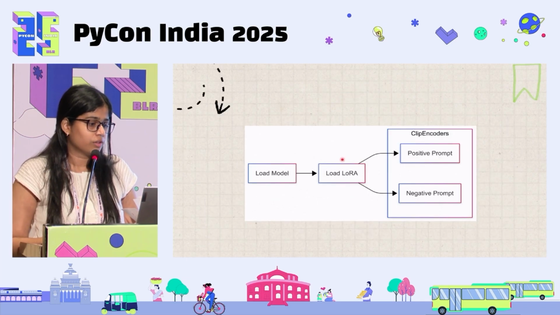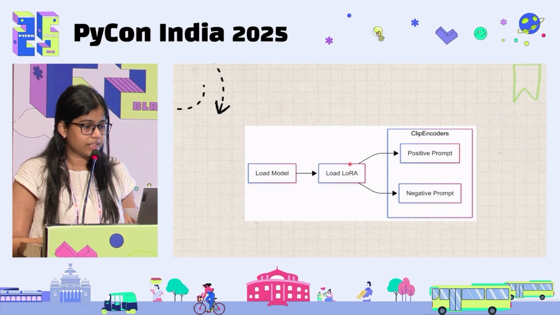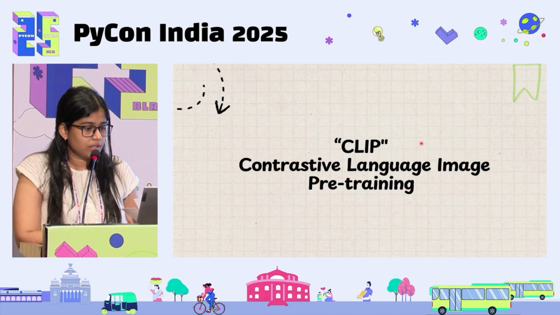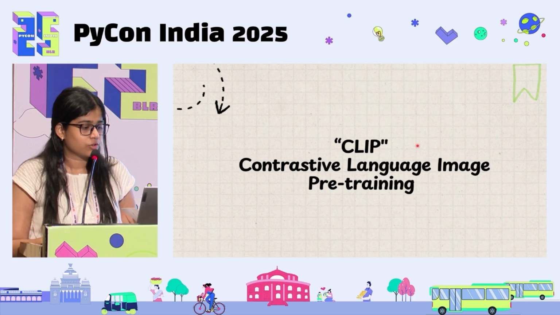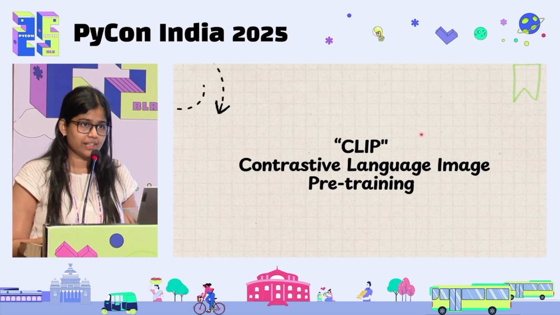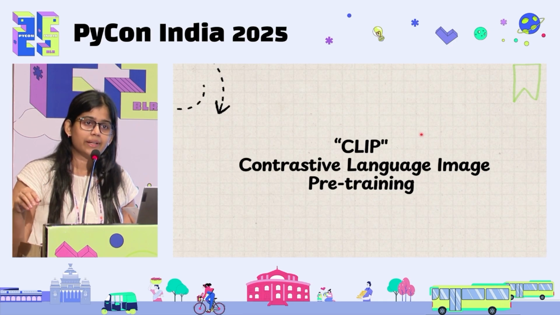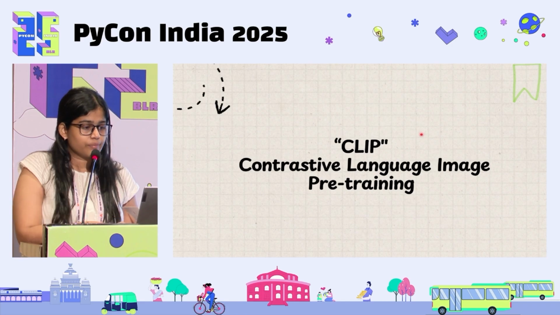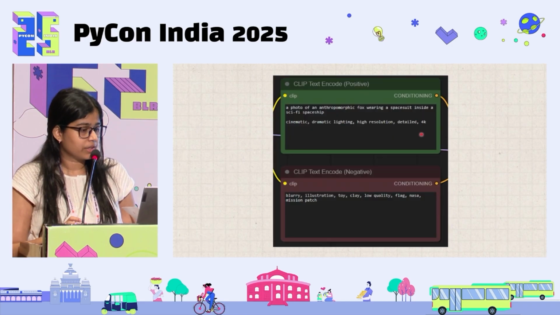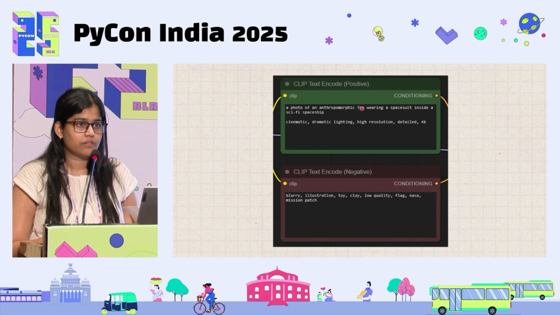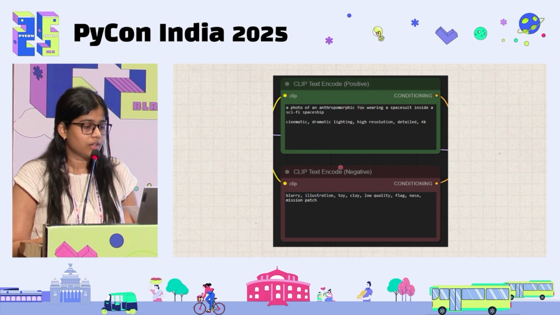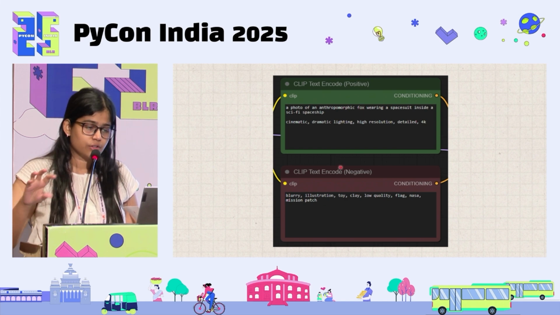Then you'll see that the LoRa node was connected to these two nodes called the clip text encoder nodes. So these two nodes, the clip is basically short for contrastive language image pre-training, which is a very fancy way of saying it's basically a translator that translates your text prompts into numerical embeddings that diffusion models can understand. So in the clip text encode node, you put in your prompts. In most cases, we have a positive prompt and we have a negative prompt. So the clip will convert all these text into numerical embeddings.